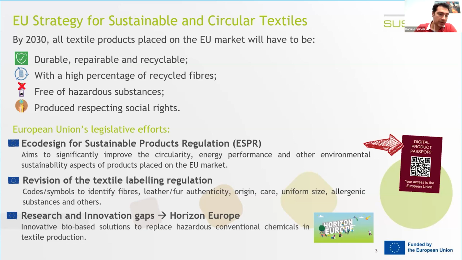For sure, we also need efforts in a revision of the textile labeling regulation, to include codes and symbols to identify fiber and to demonstrate, for example in the case of leather and fur, the authenticity, the origin, the care, the size, allergenic substances, and other information. And in order to address some gaps that are currently limiting the sustainability of the textile sector, we are involved in collaborations through opportunities from the Horizon Europe program, to develop new bio-based or natural-based solutions to substitute chemicals in textile production.